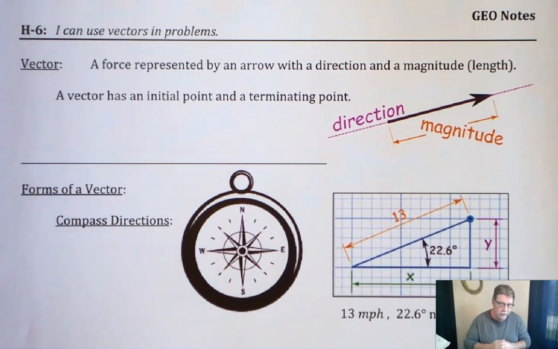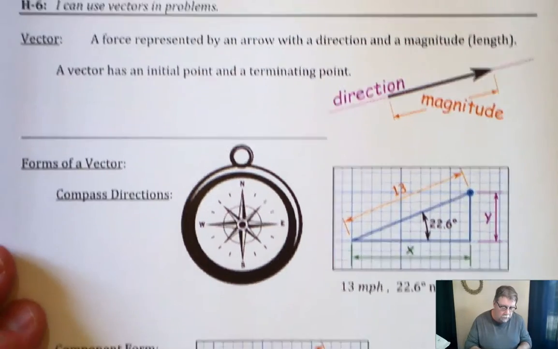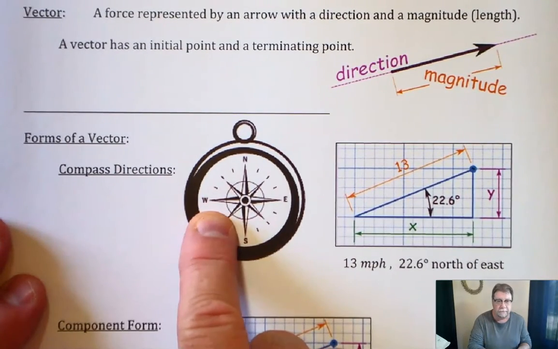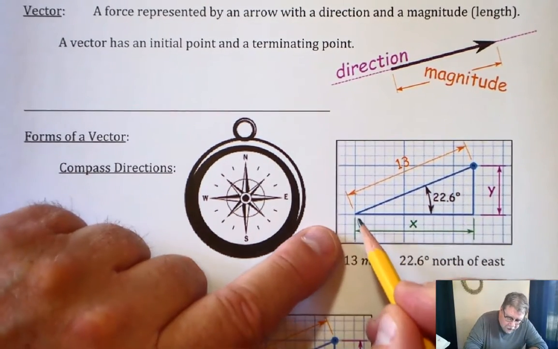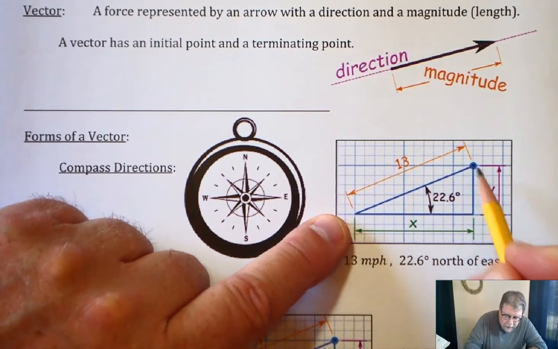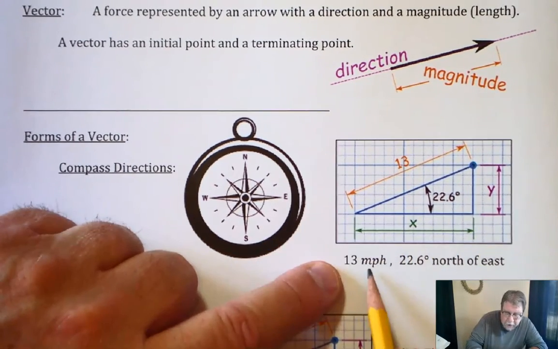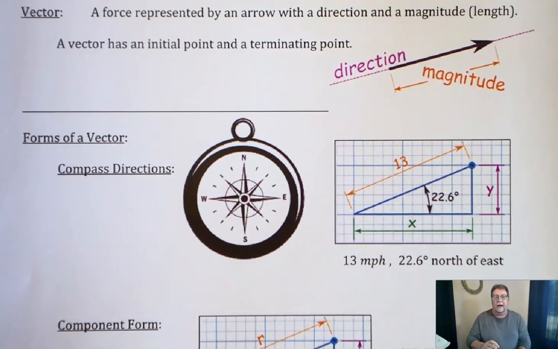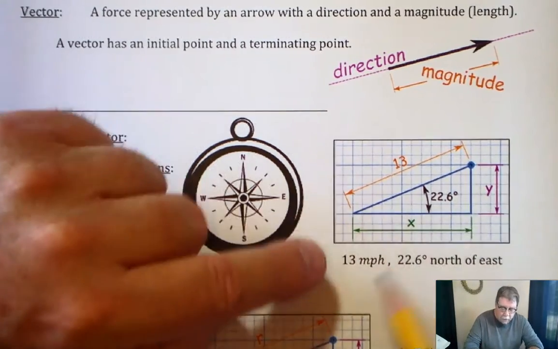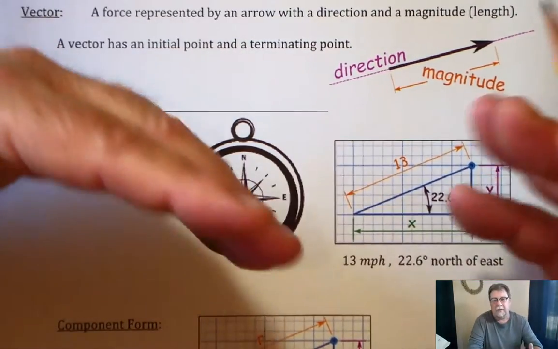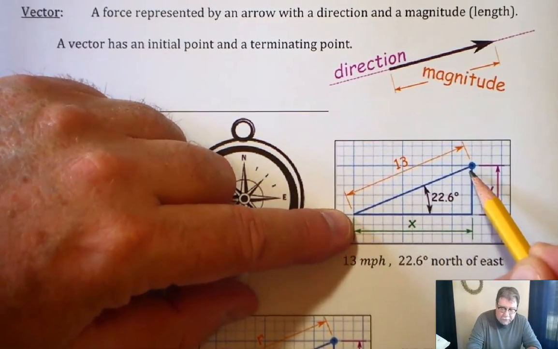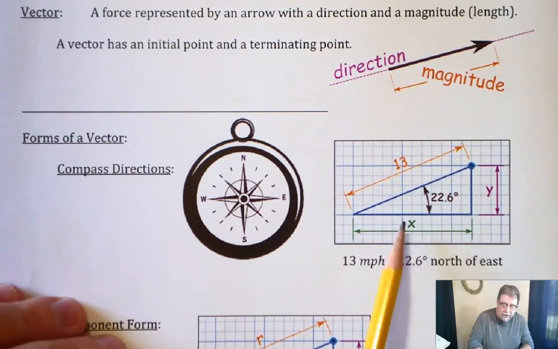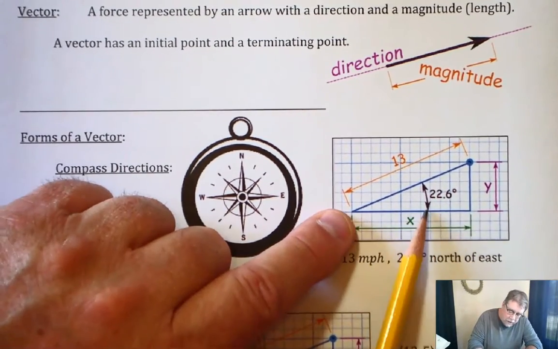It's got a magnitude. Okay, so what we can do is talk about vectors in certain forms. One of the forms is called compass directions. Compass directions would be, in the case of this vector, which starts here and goes that direction, the length of that vector is 13, and in this particular context, we're saying it's in miles per hour. A lot of times vectors deal with the speed of something. So the speed of the wind, let's say, is 13 miles per hour, and the direction it's going is 22.6, and it's going north of this direction.